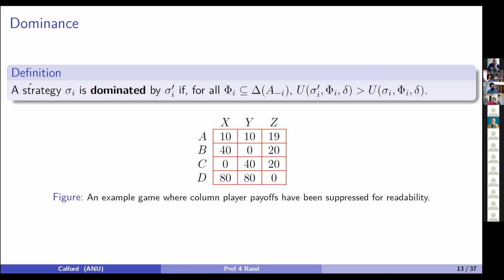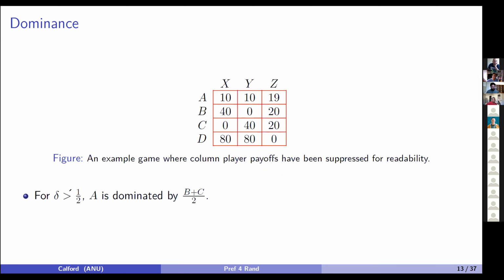So we can say a strategy is dominated if for all beliefs the utility of this sigma prime is greater than the utility of sigma. And that's the standard definition of dominance. Now given this definition, we're going to illustrate with this example where things don't quite work as you might expect in this model. So here's a game where I'm just showing the row player payoffs. We're going to suppress the column player payoffs, and think about the role of dominance in this example game.